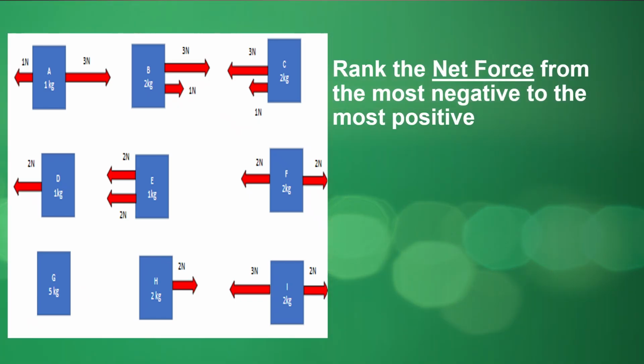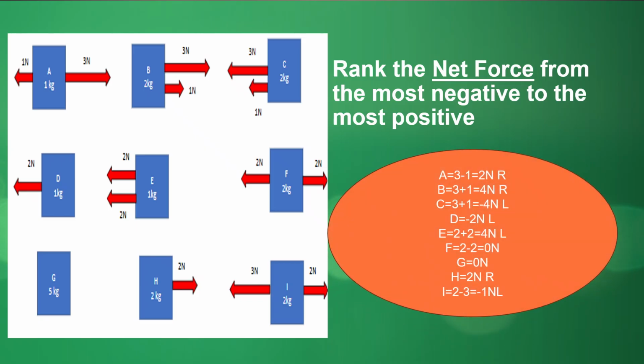One of the quickest reviews you can do is something as simple as push and pull and ranking different objects, or the net force of different objects, forwards or backwards, negative or positive. If we look at these, we can start with the first one. A is 1 kilogram. We have a force forward and a force backwards, 3 newtons minus 1 newton, that's 2 newtons to the right. The second one, B, we have 3 plus 1.